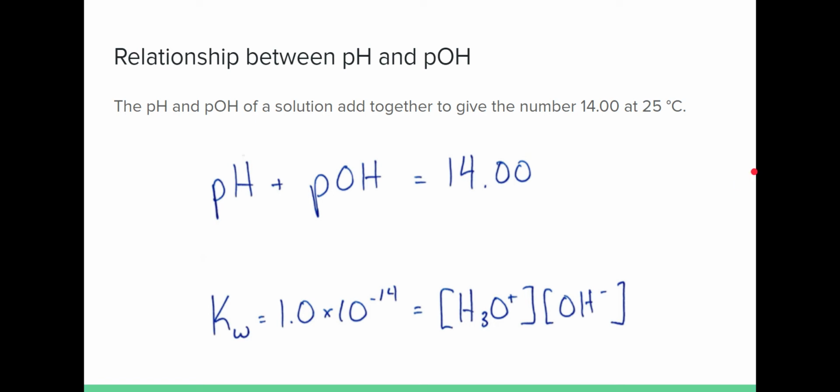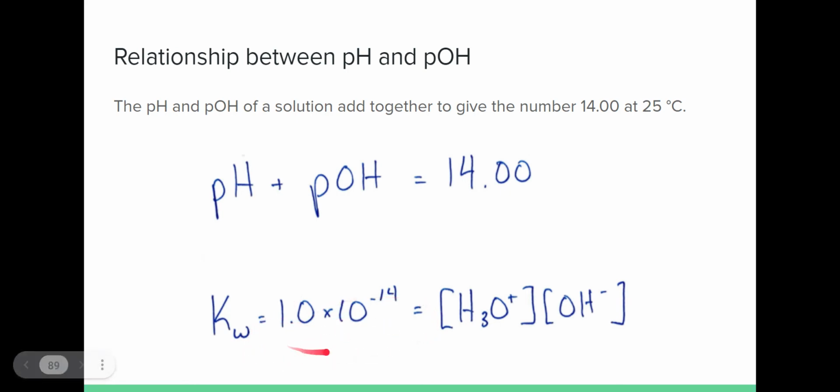There's one other relationship that connects pH and pOH. This equation listed above, pH plus pOH is equal to 14, is extremely useful if we want to go back and forth between hydronium ion concentration and hydroxide ion concentration. Since these two numbers both have to add together to give us 14, we can use that to interchangeably go back and forth between the concentration of those two ions.